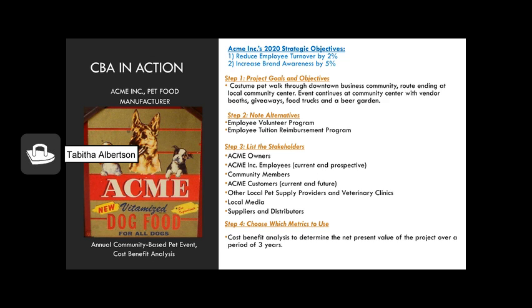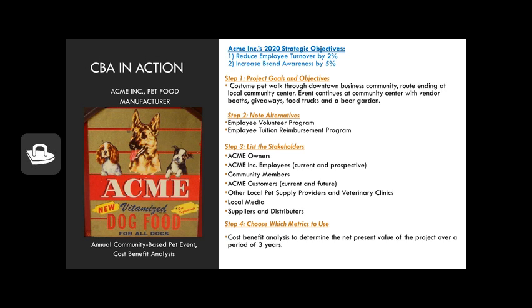So, from the Acme Pet Food case study that we're all familiar with, Acme Pet Food has outlined 2 strategic objectives for the year. First, to reduce employee turnover by 2%, and second, to increase brand awareness by 5%. So, to start working through the process, step 1 requires that we thoroughly outline and understand the project's goals and objectives. So, in this case, Acme plans to host their community based pet event that includes a walk route through the downtown business community, with the route ending at the local community center.